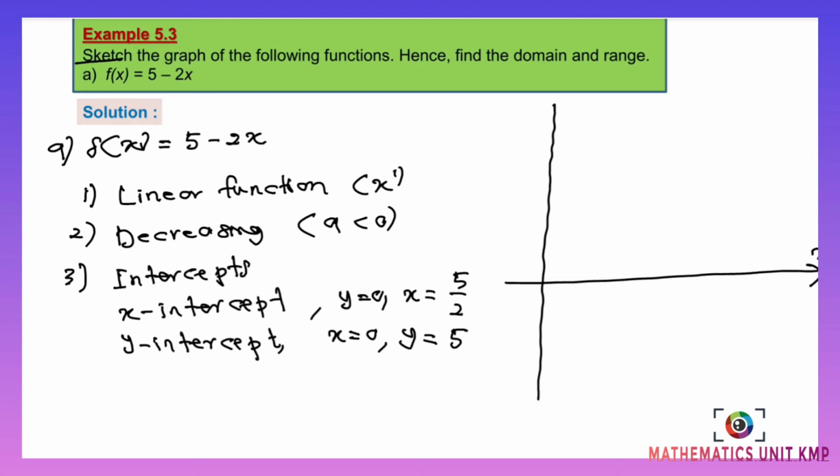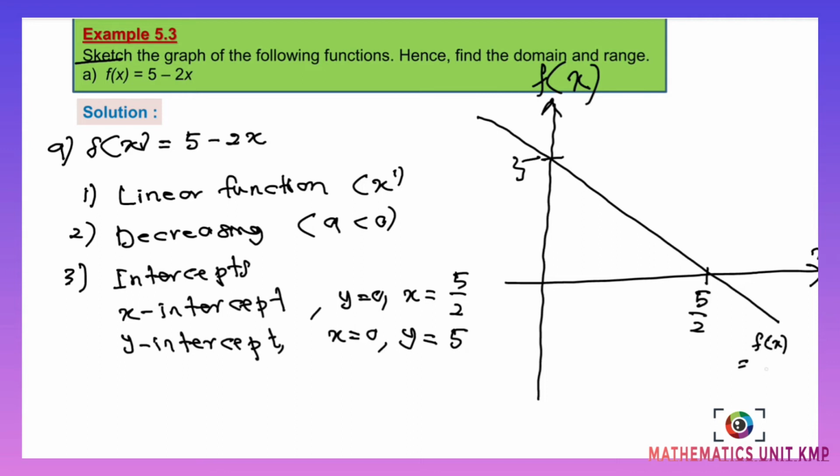Label this one as x. Label this one as y. And this one is a decreasing function. Use your ruler. Okay. Label this one as 5/2. This one is 5. Label the function f(x) equals 5 minus 2x. Right? This one is 5. Okay. Finally, done this one. We sketch the graph. So find the domain and range. So the domain is negative infinity to infinity, and range is also negative infinity to infinity. That is example 5.3.